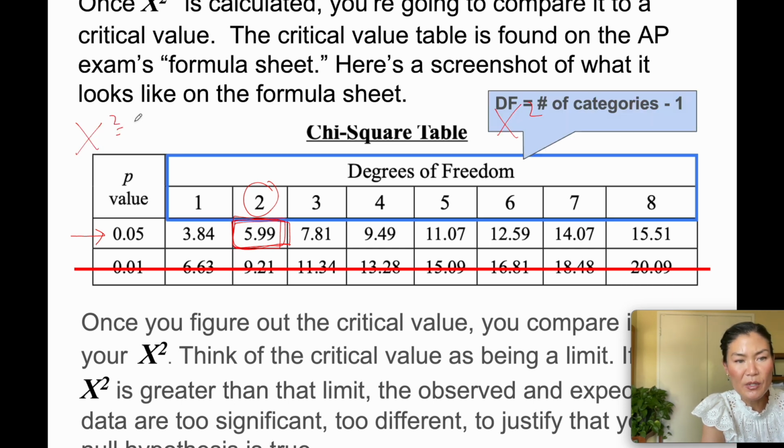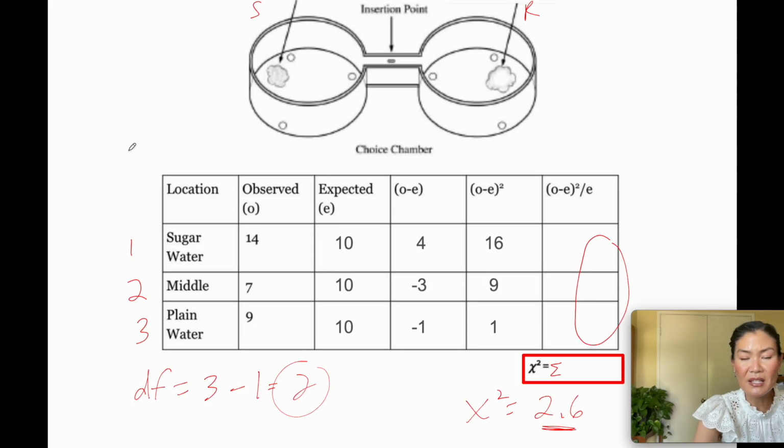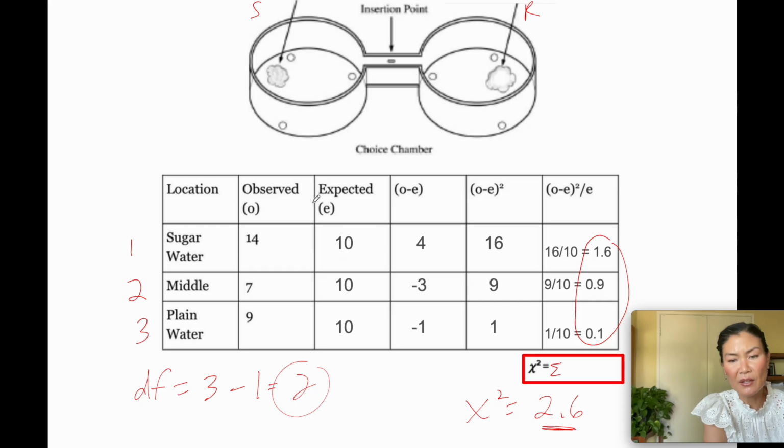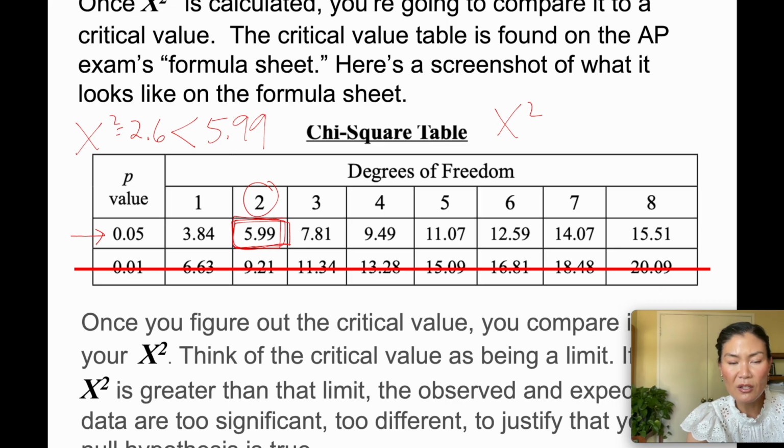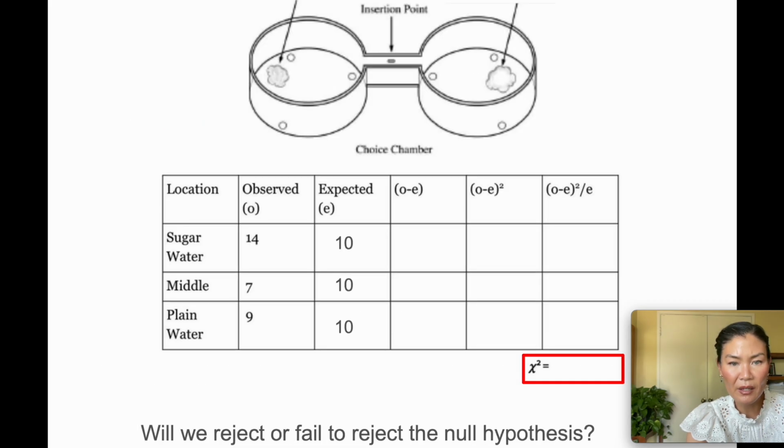So like chi-square, it was 2.6, and 2.6 is less than 5.99. Because it's smaller than 5.99, that means that there was not a statistical significant difference between the observed and the expected, okay? Therefore, our null hypothesis is not going to be rejected, okay?